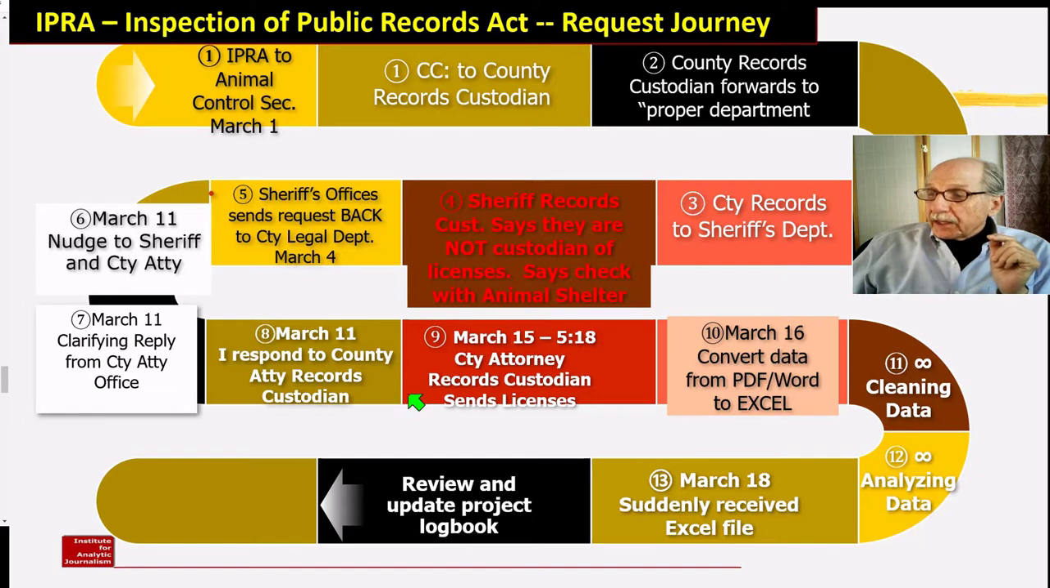Didn't hear anything, but finally on March 15th, which is within the 15-day response time, I get the licenses from the county attorney, except that they come to me as a PDF file and then also as a Word file. All right, this is not data that you can do anything with. You can't analyze those things. Fortunately, I have a program that I have paid for that allows me to take a PDF or a Word file and convert it into Excel, which now puts it in a spreadsheet where I can see the number of records, do some summations on the number of licenses, some very basic analysis.